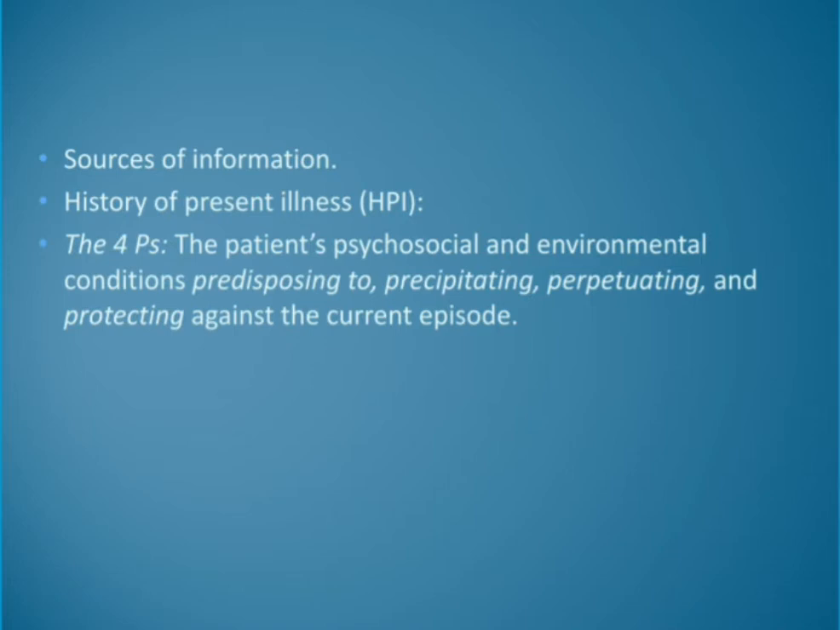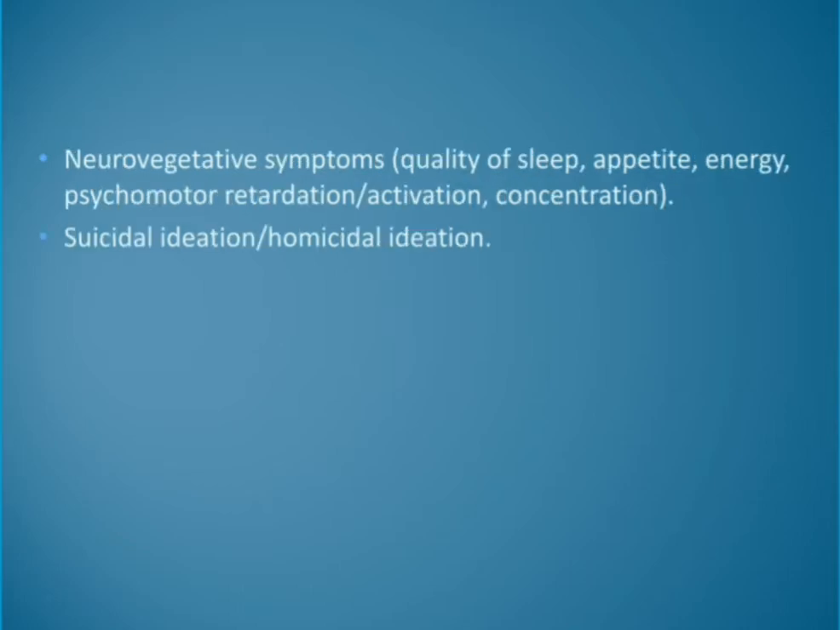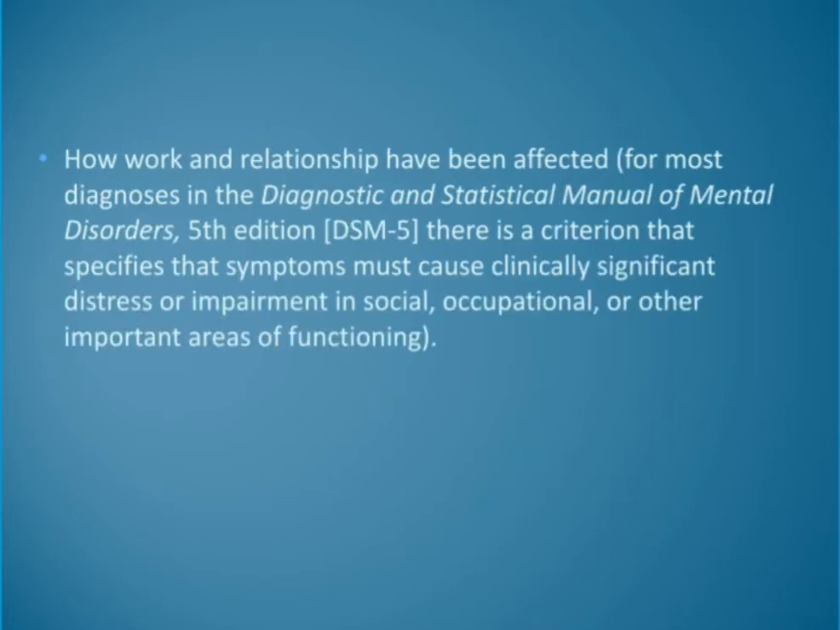So what you need to take note of, for example, if our diagnosis is major depressive disorder, what you're suspecting, you need to know what was predisposing to that, what precipitated it, what perpetuated it, and what's protecting against the current episode. The patient support system, whom the patient lives with, distance and level of contact with friends and relatives. Talk about neurovegetative symptoms such as the quality of sleep, appetite, energy, psychomotor retardation or activation, concentration. You need to always make sure you ask about suicidal ideation and homicidal ideation.